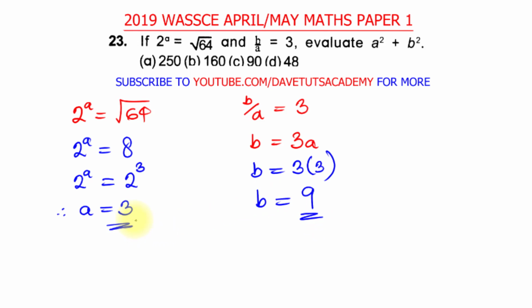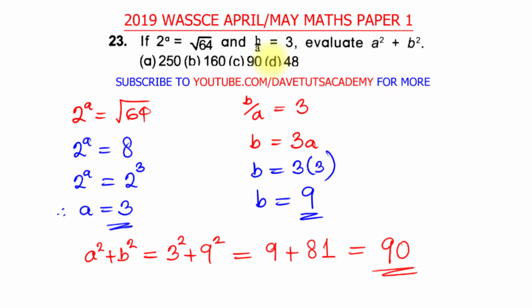But we are not asked to find the value of a or b, we are asked to find a square plus b square. So in that case, we can say a square plus b square is nothing but 3 square plus 9 square. 3 raised to power 2, that is 9. 9 raised to power 2, that is 81. And the sum of the two will be 9 plus 81, and that will be 90. And looking at the options that we are given, you can see option C is 90. So the correct solution to this problem is option C, 90.